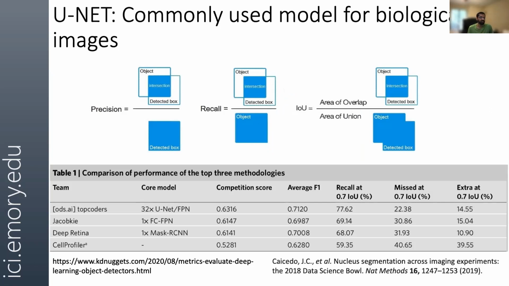And all of this deep learning adventure in the field of biology started with the Data Science Bowl, which was sponsored by the group of Anne Carpenter up at the Broad Institute. This is what they essentially published in the competition when people participated. One of the people who got the top score used a UNet model, and other groups, for example the Jacobi group and the Deep Retina group, used a convolutional neural network model.